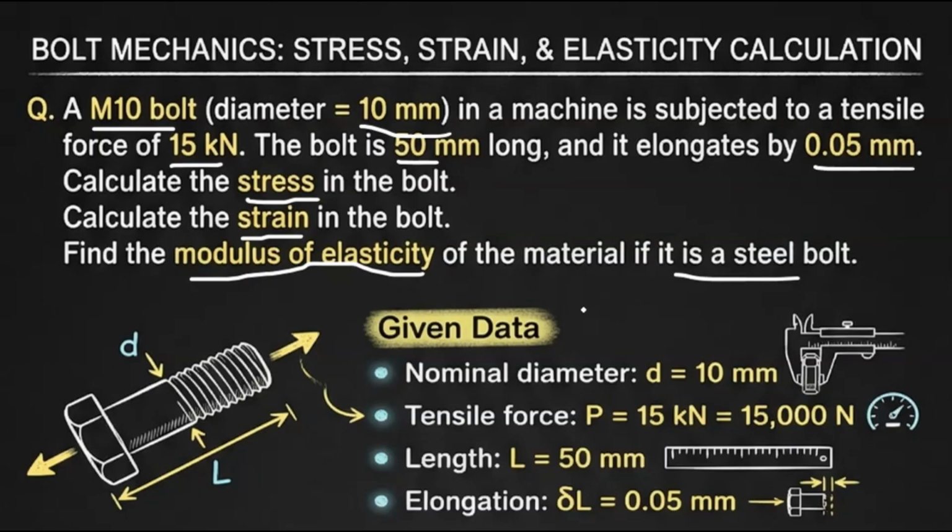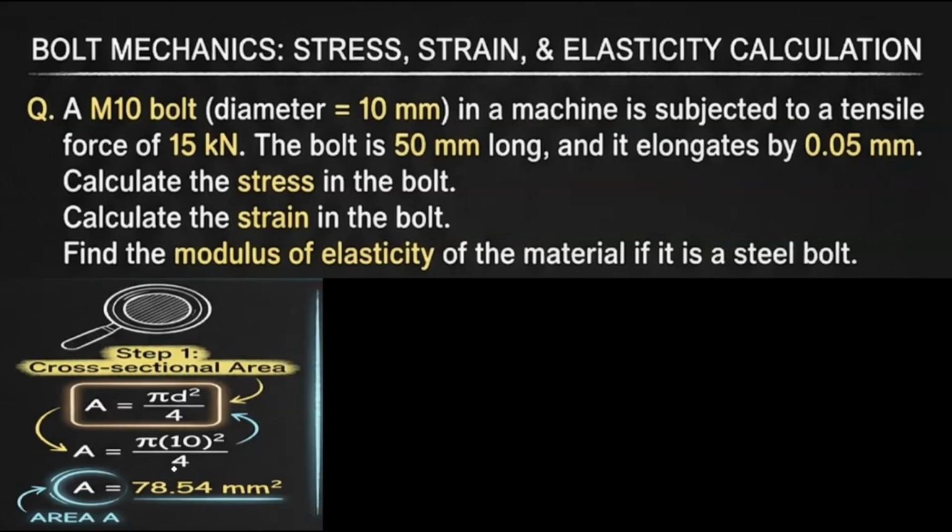Let us now solve the problem step by step. Step 1: Cross-sectional area of the bolt. First, we calculate the cross-sectional area of the bolt. The formula for area is A equals pi by 4 into d squared. Substituting the value of diameter as 10 millimeters, the area comes out to be 78.54 square millimeters.